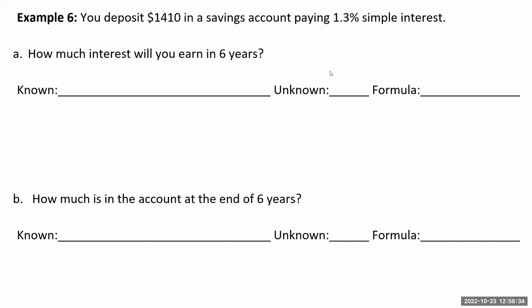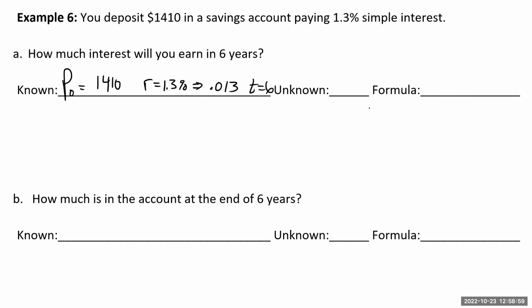All right, example 6, guys. You deposit $1410 in a savings account paying 1.3% simple interest. How much interest will you earn in 6 years? All right, so what do we know? We know our initial deposit, P sub 0, is $1410 at an interest rate of 1.3%, which means we're at 0.013 as a decimal. And time here is 6 years.